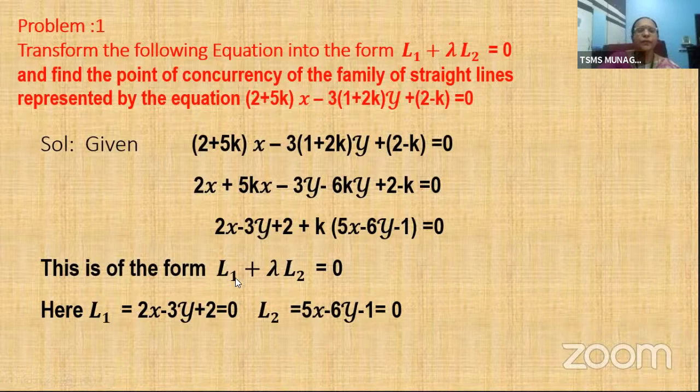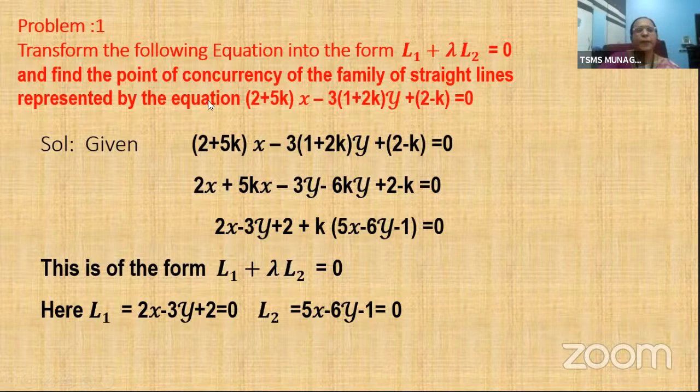Now this is in the form of L1 plus lambda L2 equal to 0, which we have seen in the theorem. And in the place of lambda, we have got a constant called k. So in this form, we can understand that the first part 2x minus 3y plus 2 represents one line, and 5x minus 6y minus 1 represents the second line. Okay, children? So this is how you can separate and show.